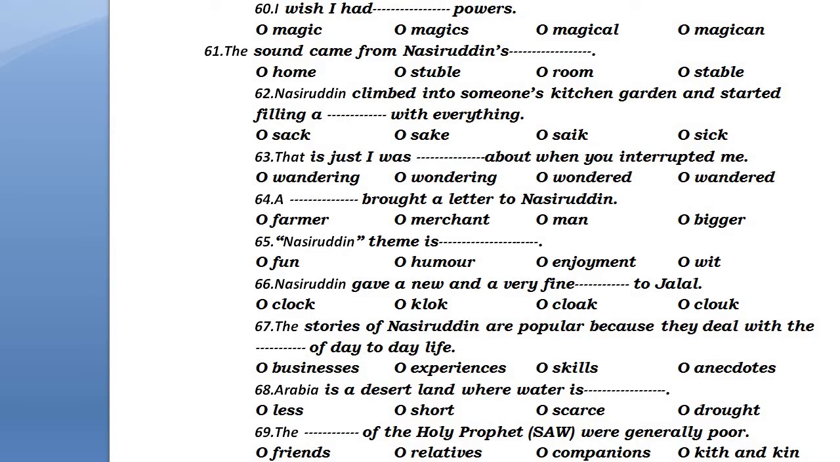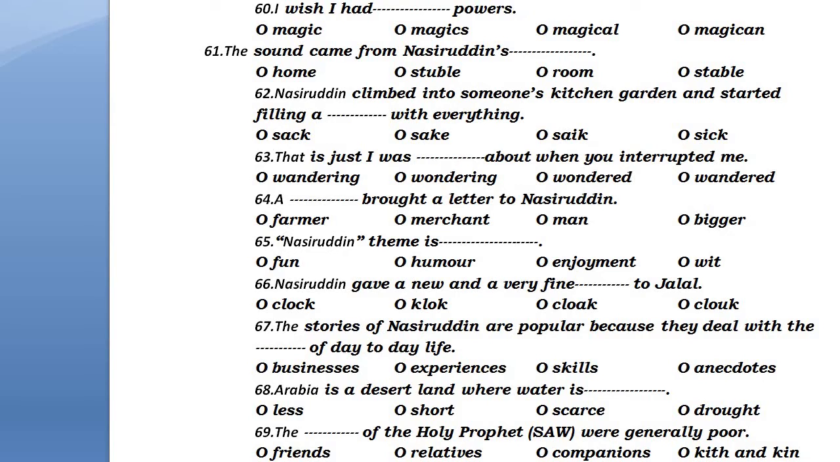The sound came from Nasiruddin's dash: home, stubble, room, stable. Clear? In the same way you need to practice all these MCQs and select the best suitable answer, the correct option, and mention the number of the option in front of the serial number of the MCQ. No need to rewrite the MCQ or mention the words. Just mention the number of the MCQ and opposite to it its correct option, whether A, B, C or D.